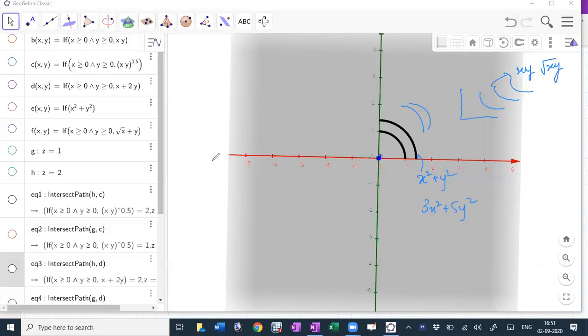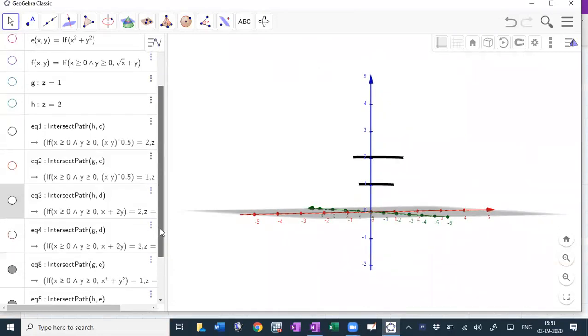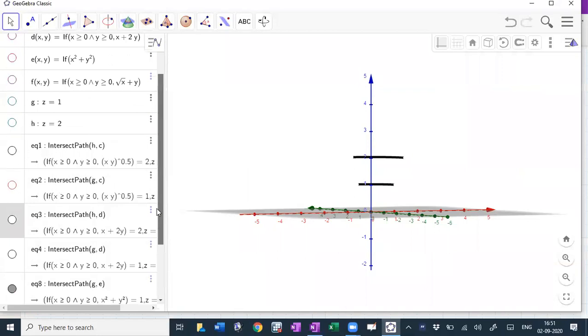Is this fine? Should I move ahead? Yes, ma'am. Okay, so I'll just remove all of this. We'll go back to the notes section. I hope I have not missed any of the functions.